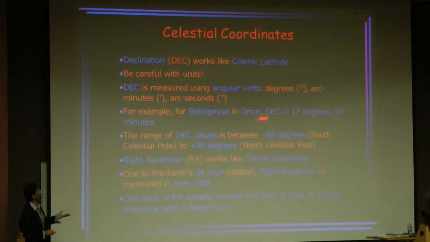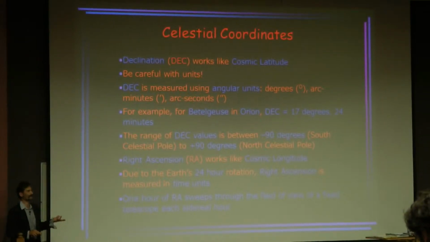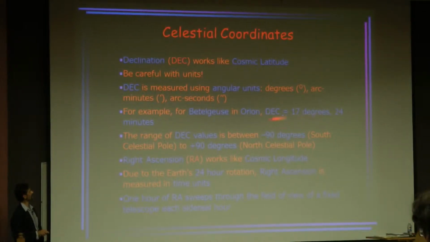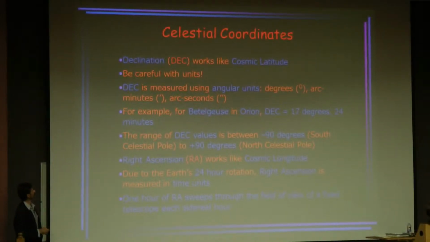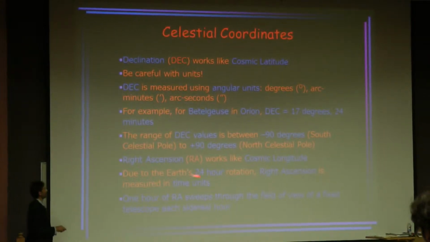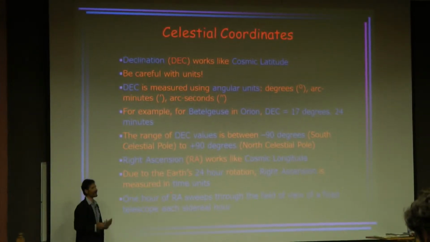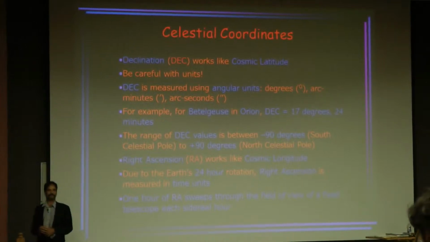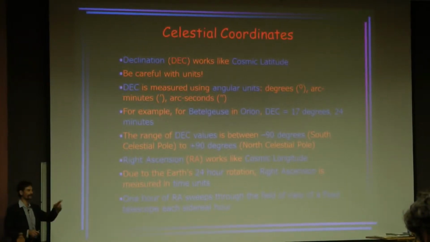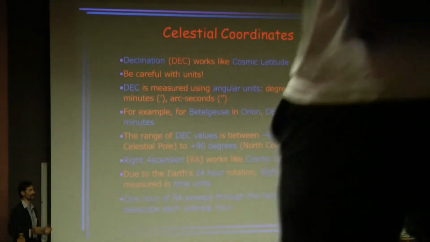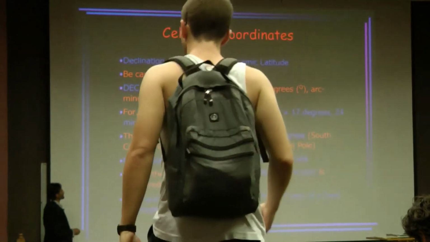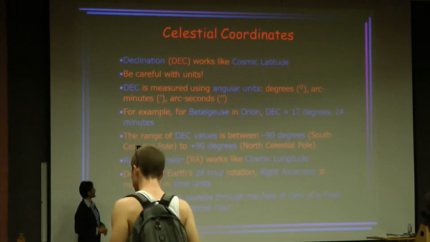So if we look at Betelgeuse in Orion, that's actually the red giant star I pointed out to you. In the shoulder of Orion, it has a declination of 17 degrees, so it's in the northern half of the celestial sphere. The right ascension works like longitude, but again, it uses these unusual time units because we want the sky to sweep through 24 hours of right ascension in 24 hours of clock time. We're trying to make the sky work like clockwork, basically. That makes it a little bit easier for us to track the positions of objects in the sky.